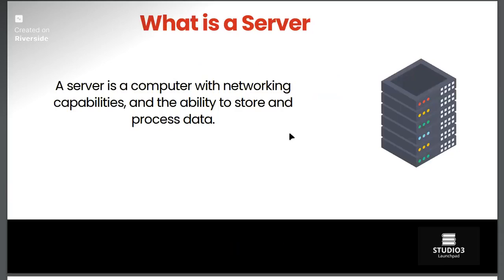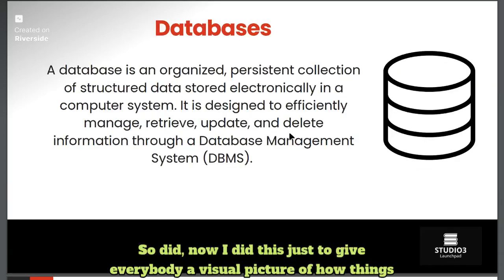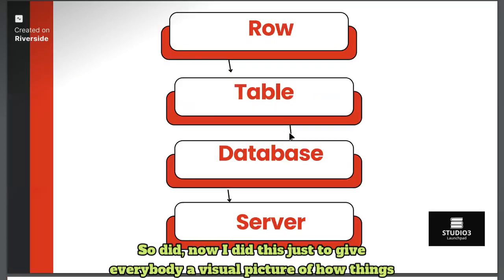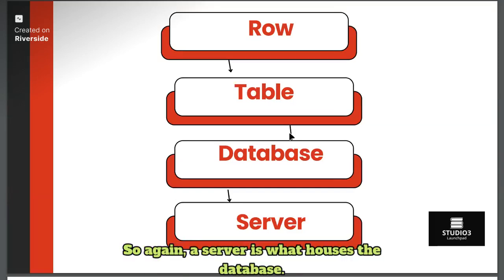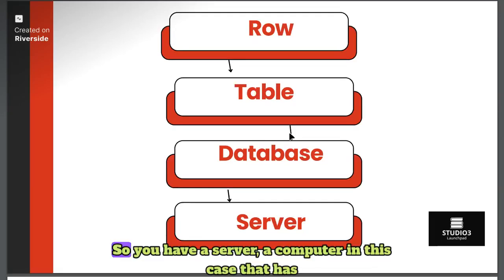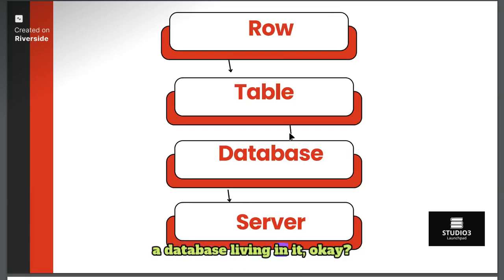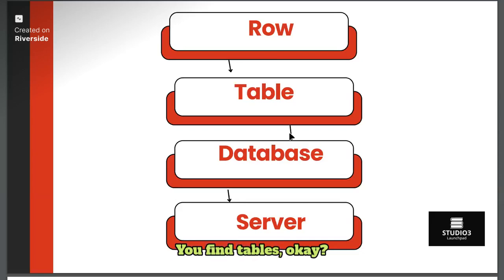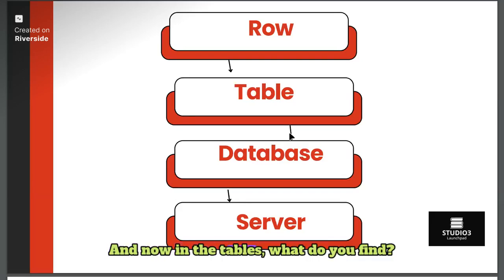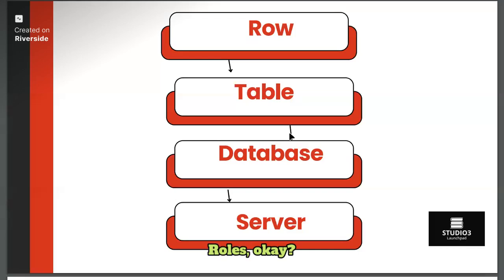Right. Okay. I did this just to give everybody a visual picture of how things work. Again, a server is what houses the database. So you have a server, a computer in this case, that has a database living in it. And in this database, what can you find? You find tables. And in the tables, what do you find? Rows.